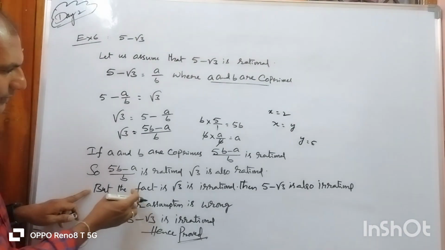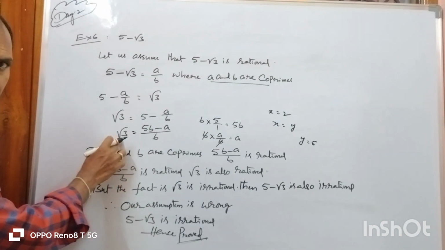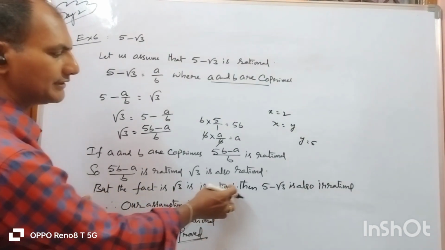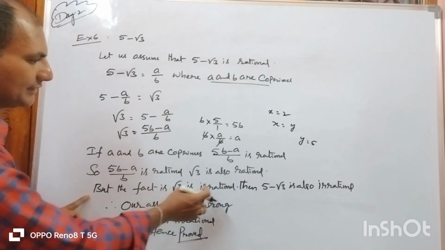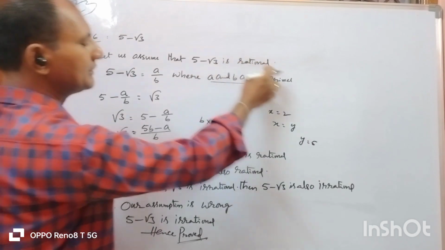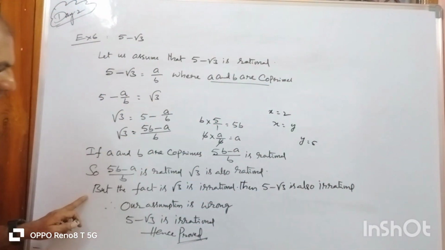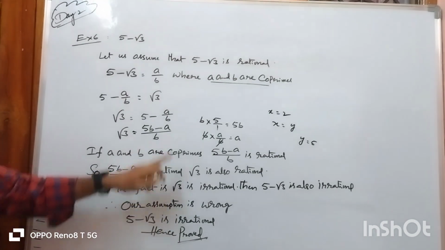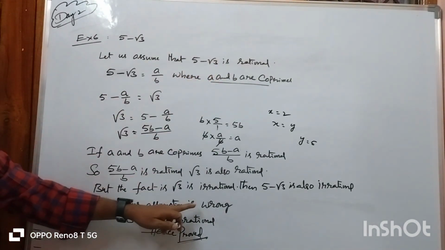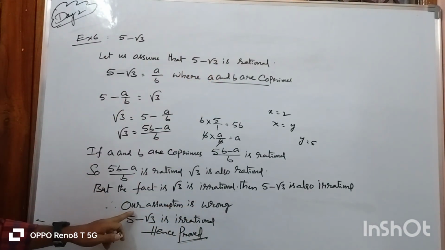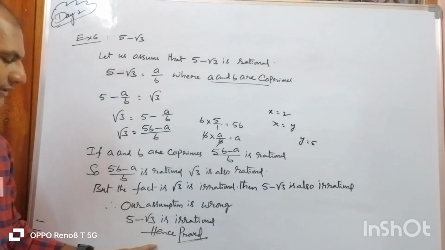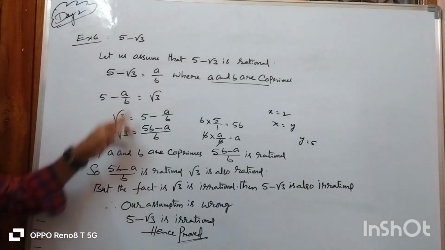But what is the fact? We know that root 3 is irrational. So the fact is root 3 is irrational. If root 3 is irrational, then 5 minus root 3 is also irrational. So what we assumed is wrong, right? We assumed rational, but that is irrational. So our assumption is wrong. So 5 minus root 3 is irrational. That is the proof of this.